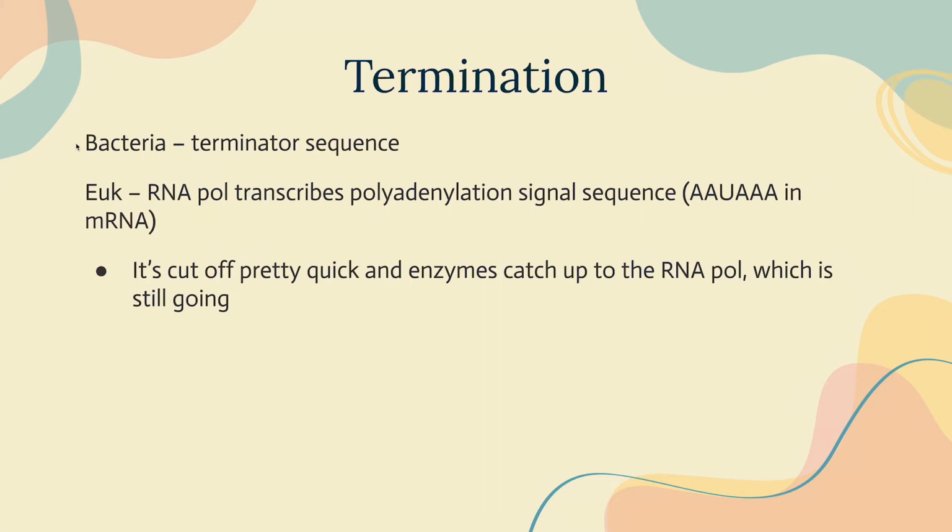All right, so termination. In bacteria, termination is done with a terminator sequence, and in eukaryotes, RNA polymerase instead transcribes a polyadenylation signal sequence, which is AAUAAA in the mRNA, and this is like the ending point. Once it reaches that, the mRNA is cut off pretty quickly, and then enzymes catch up to the RNA polymerase, which is still going, and stop it.